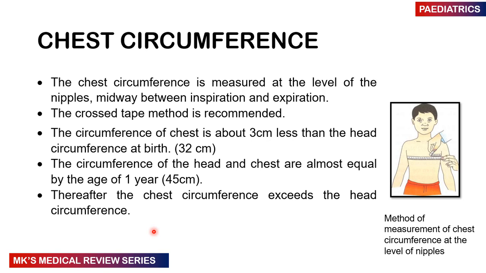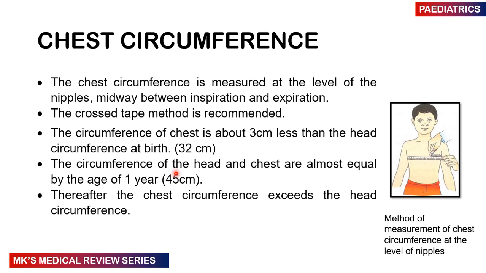What about chest circumference? This is going to be measured at the level of the nipples, midway between inspiration and expiration. Again, use a crossed method of the tape. As you can see here, the tapes are crossing. You're not overlaying them on top of each other. They're crossing each other. Then, of course, the circumference of the chest is about 3 centimeters less than that of the head, so roughly around 32 centimeters. Then the circumference of the head and the chest are almost equal when the child is 1 year, so it's roughly around 45 centimeters.